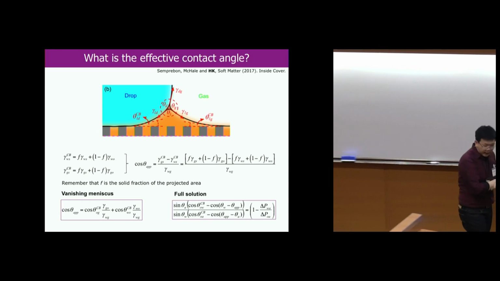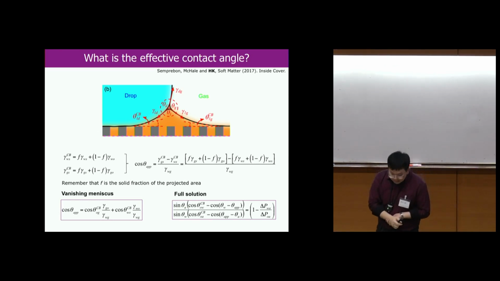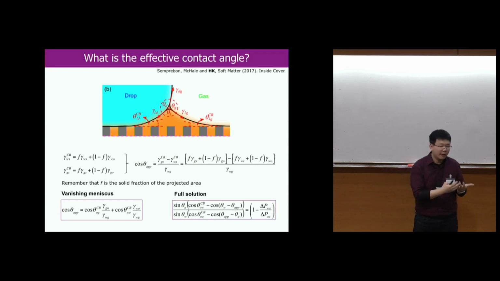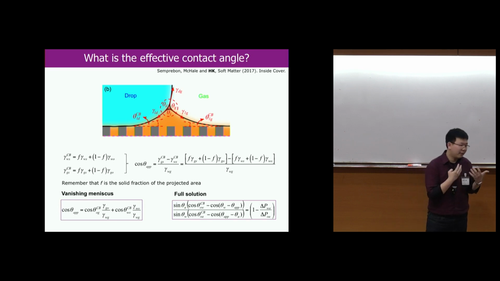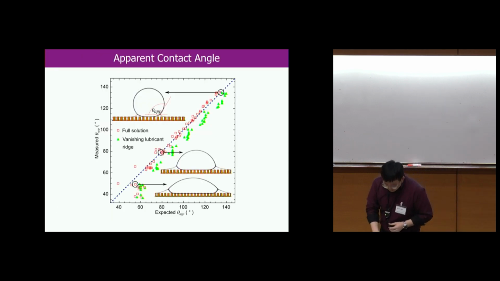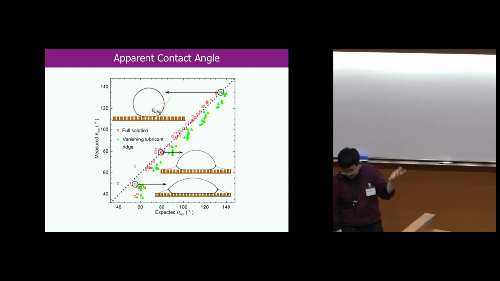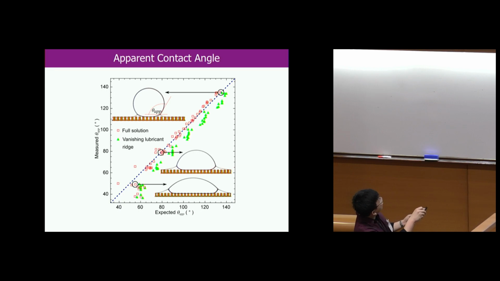Okay, so we have the prediction for the apparent contact angle. The first thing that we do, of course, is test that our Lattice Boltzmann method can reproduce this. We need to make sure that the equilibrium is reproduced. This is the comparison between simulation results and the analytical. The red lines correspond to the comparison with the full solution I was telling you about, and the green data points correspond to the comparison with the vanishing lubricant approximation. I guess what I'm arguing is that in general the agreement is pretty good.